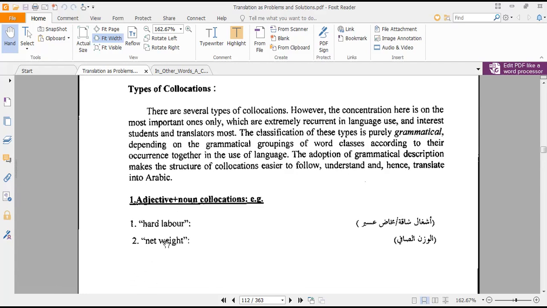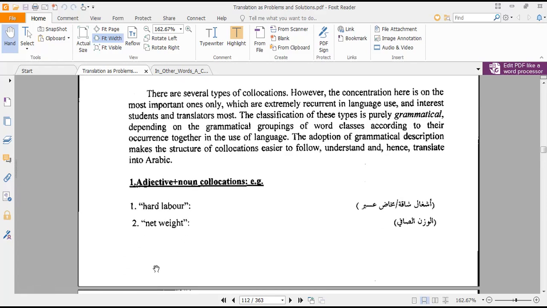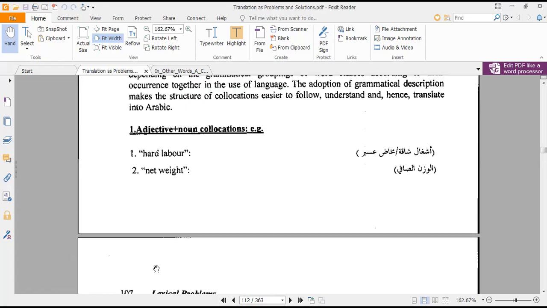The second one is net weight. Net صافي, weight الوزن, الوزن الصافي. طيب احنا لو اجينا على الستركتشر Arabic structure. English structure is adjective plus noun, while Arabic is noun plus adjective. And this is right. Why? Because in English the adjective comes before the noun, while in Arabic the adjective comes after the noun.